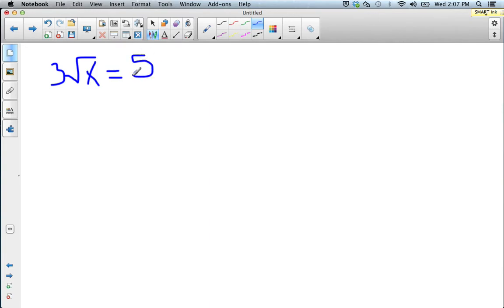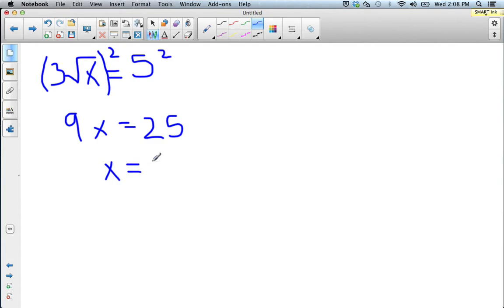At this point in some problems, it makes it easier to solve if you go ahead and you square once the radical term is by itself. So the radical term is by itself here, you're allowed to square it to get rid of the square root, but you have to be careful that you square both the 3 and the square root x. So 3 squared becomes 9. Square root of x squared becomes x. 5 squared is 25. Divide by 9, and I get x equals 25 over 9, which is the same answer we had before.